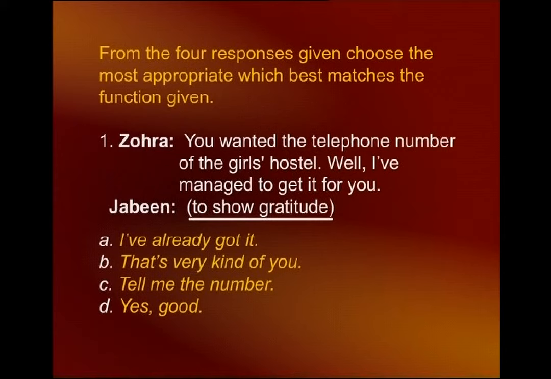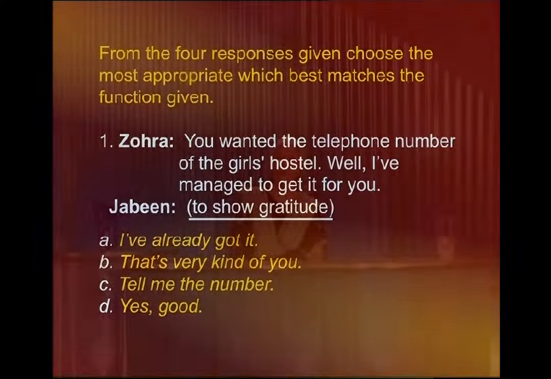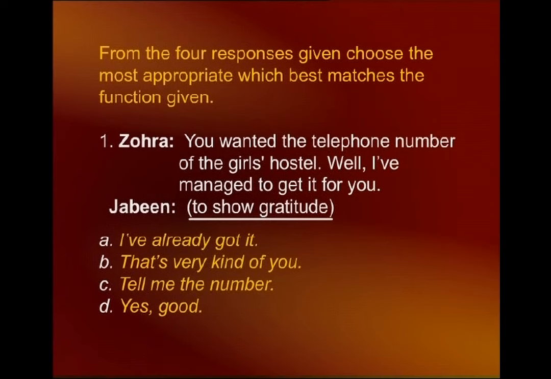And it is between two people, Zora and Jubeen. Zora says, "You wanted the telephone number of the girls' hostel. Well, I've managed to get it for you." And in return, Jubeen shows gratitude. Which of the responses listed on the screen would be the appropriate response showing gratitude? Should Jubeen say, "I've already got it"? Should she say, "That's very kind of you"? Or should she say, "Tell me the number"? Or, "Yes, good"? To show gratitude, the appropriate response would be, "That's very kind of you."